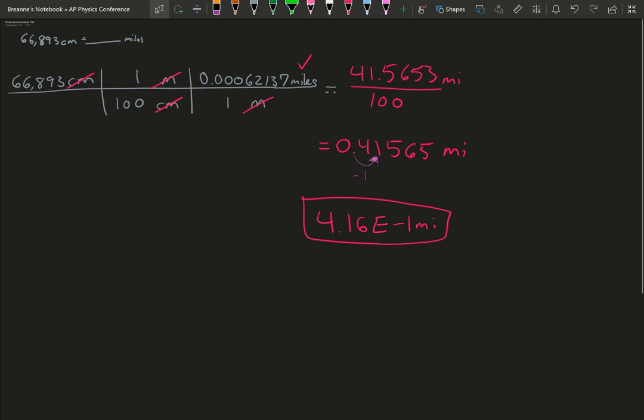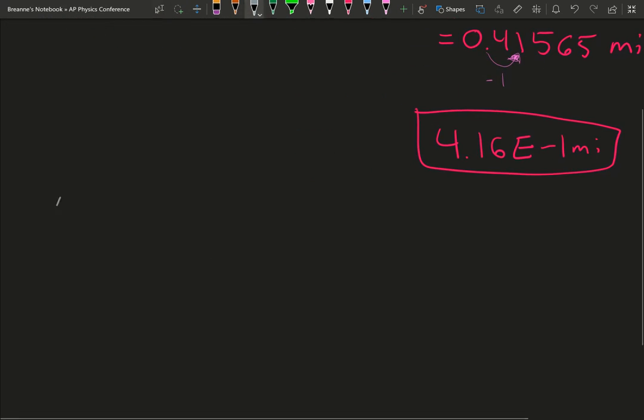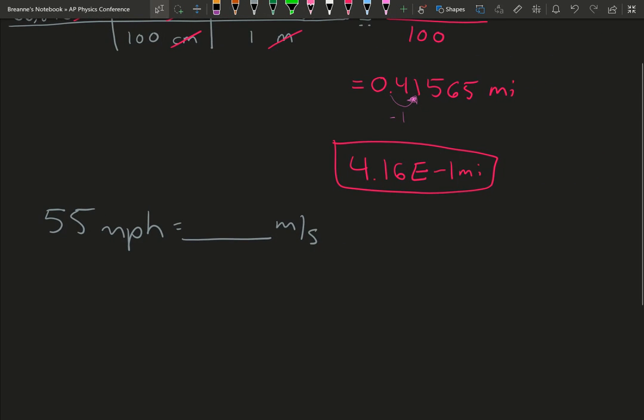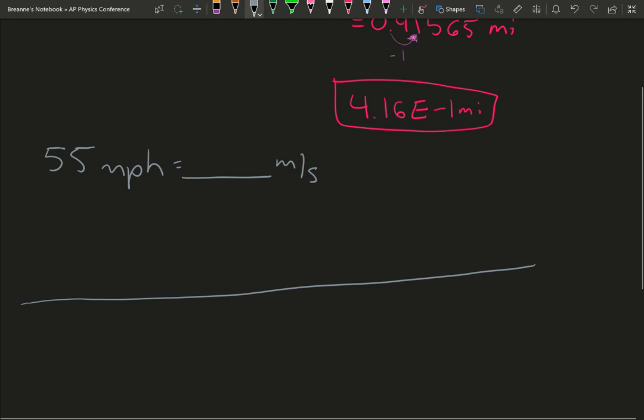My number 2 stated that we want to convert 55 miles per hour, and we want to get it to meters per second. Now we're converting miles to meters and the hours to seconds. So again, I like doing the railroad tracks. It just organizes. So 55 miles per 1 hour. So that's just saying you're able to move 55 miles in 1 hour. We're trying to get to meters per second.